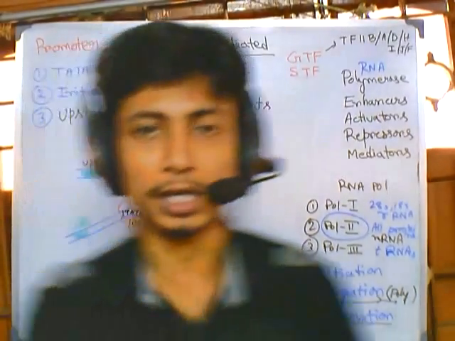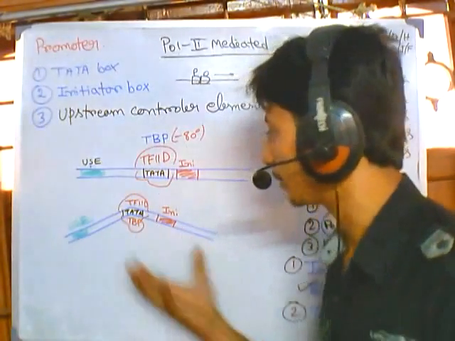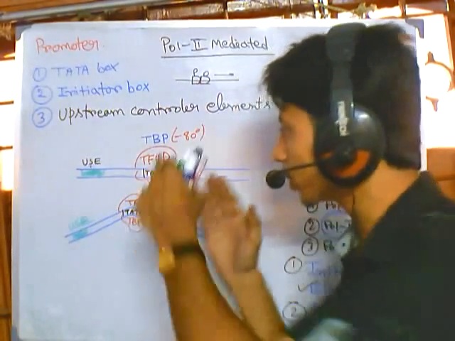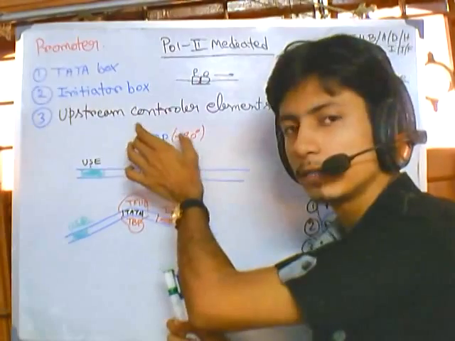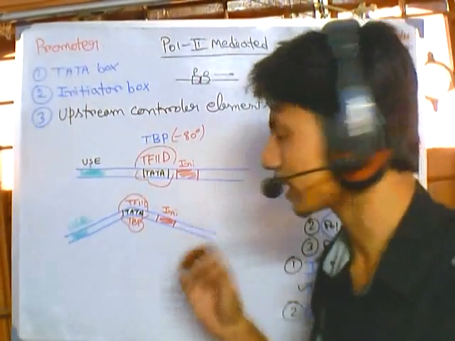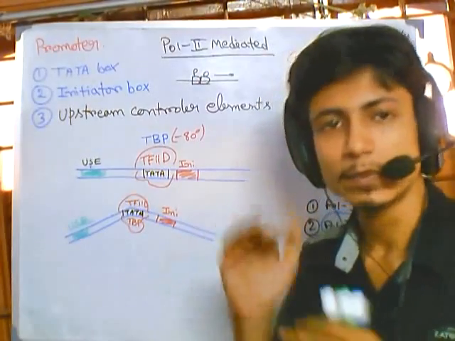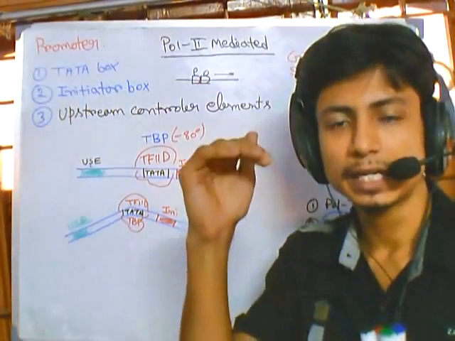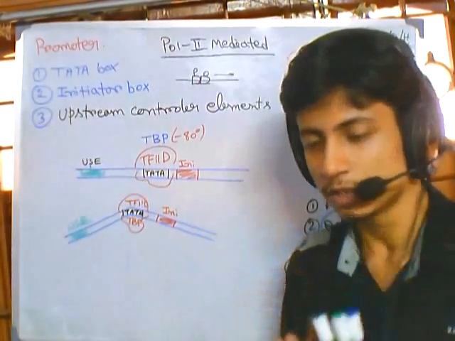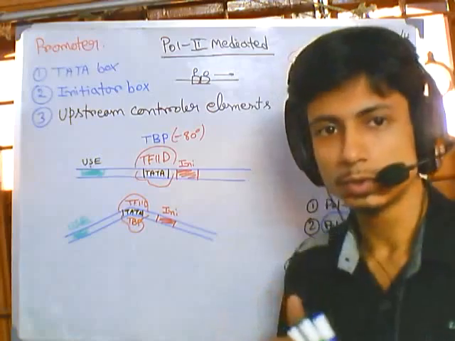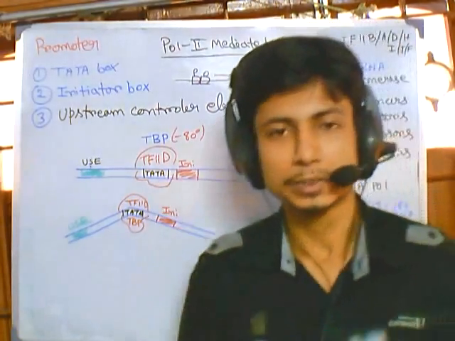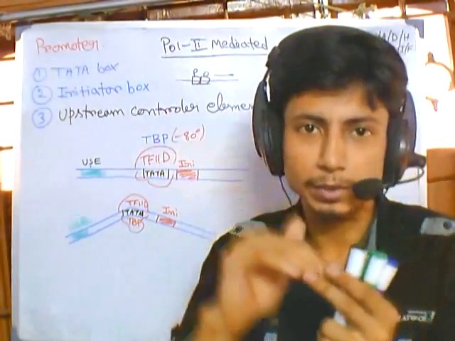Now how can this protein bend this DNA? I'm just going to tell a little bit about that. This protein consists of the Tata box binding protein, or Tata box binding factor, whatever we are calling it, and this provides beta strand like structures. The protein is made up of beta strands or beta sheets. These beta strands are going to interact with the minor groove of the DNA.